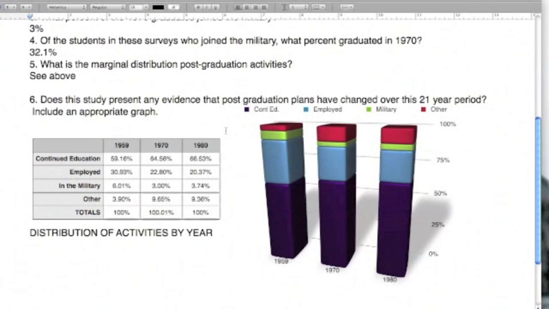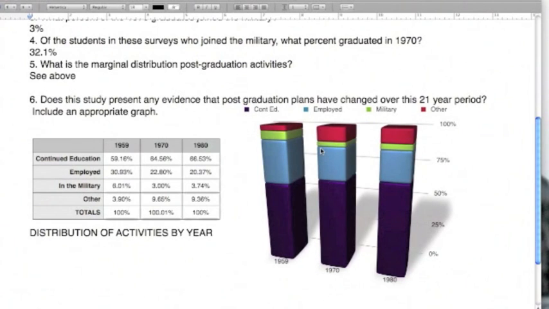As you can see here, we can conclude, have graduation plans changed over the past 21 years in this particular period? Yes, it has definitely changed. You can see that the other column has been magnified, or it's doubled or almost tripled. You can see that employment, people are not going to the workforce as quickly. More and more people are going to get their education degrees. You can see the military has dropped down.